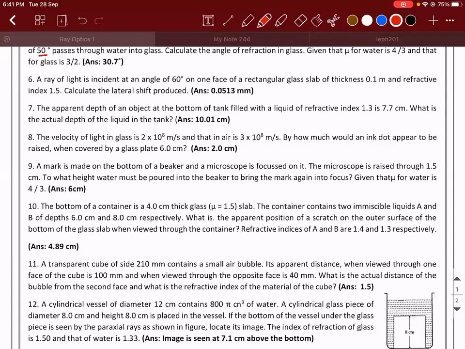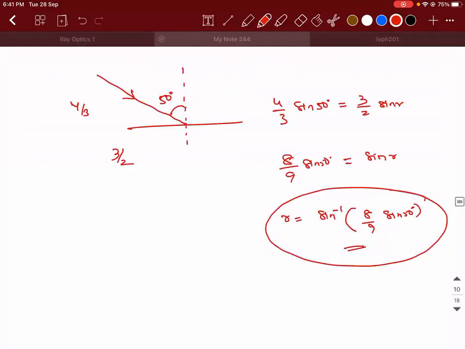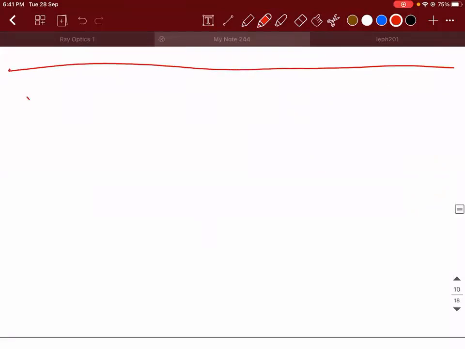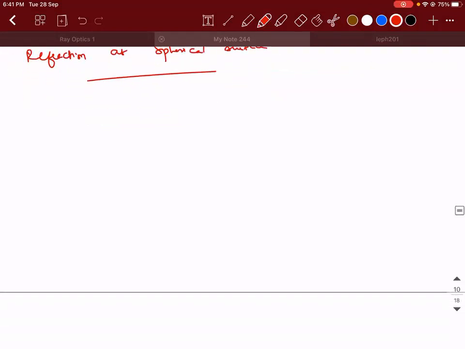Okay. So refraction with respect to plane boundary is over. The next heading that you can write down is refraction at spherical surface. If you have a spherical surface like this, till now we had the boundaries which were planar in nature. Now you have a spherical surface.